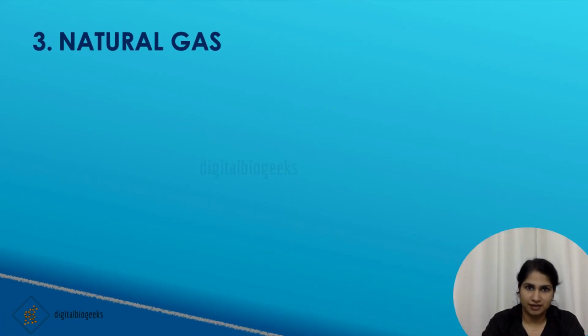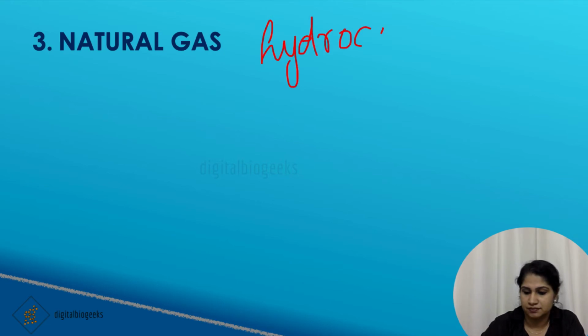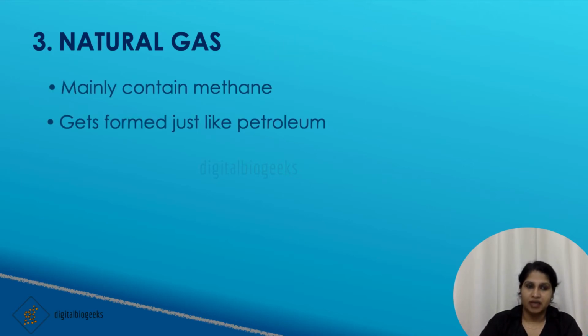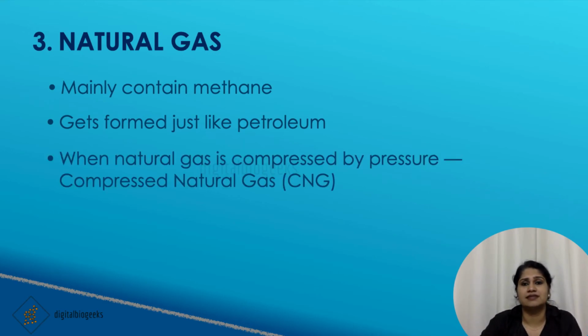Moving on to natural gas. Natural gas is a naturally occurring hydrocarbon gas. It contains mainly methane. It gets formed just like petroleum. When the layers of decaying plants and animals are exposed to extreme temperature and pressure, they got transformed into this natural gas. When natural gas is compressed by pressure, we get compressed natural gas, CNG.